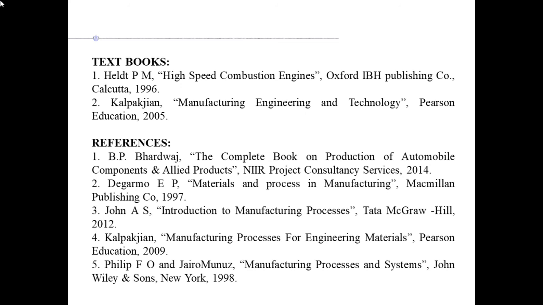Reference: B.B. Bharatwaj, a book on Production of Automotive Components and Allied Products. Degarmo E.P., Materials and Process in Manufacturing. John A., Introduction to Manufacturing Process. Kalpakjian, Manufacturing Process for Engineering Materials. Philip F.O. and Jairo Munoz, Manufacturing Process and Systems. It is from John Wiley and Sons Publications, New York, 1998.